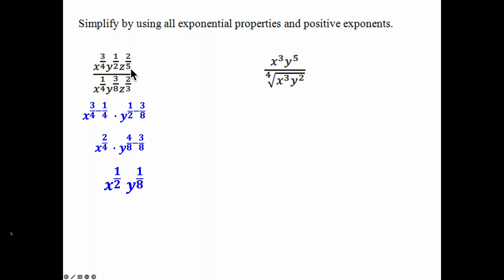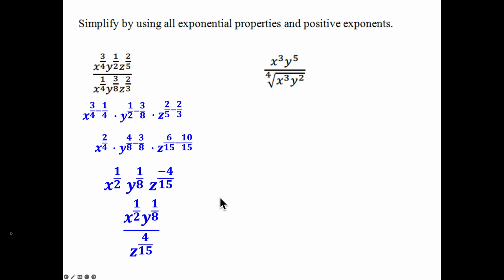z to the 2/5 minus 2/3. Okay, we're going to need a common denominator of 15. So 5 times 3 is 15. 3 times the 2 gives me 6/15. 5 times the 2 gives me 10. Subtract gives me z to the negative 4/15, but we need positive exponents. Move the z into the bottom below x to the 1/2, y to the 1/8 on the top, then z to the 4/15 on the bottom.